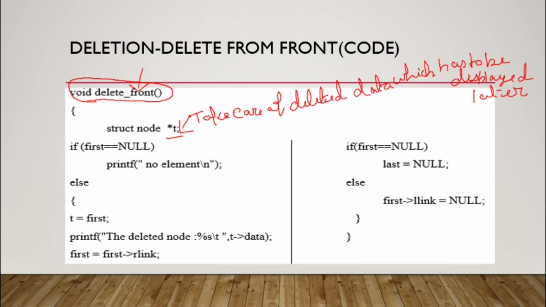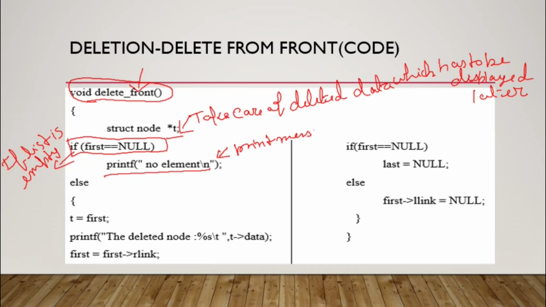So what we are supposed to do is consider one case, that is, if first is equal to null. When will this happen? If the list is empty. In that case, students, there is no element to delete, so just print the message, no element. Else, we are more interested in this else case. So what we are supposed to do is take t is equal to first.